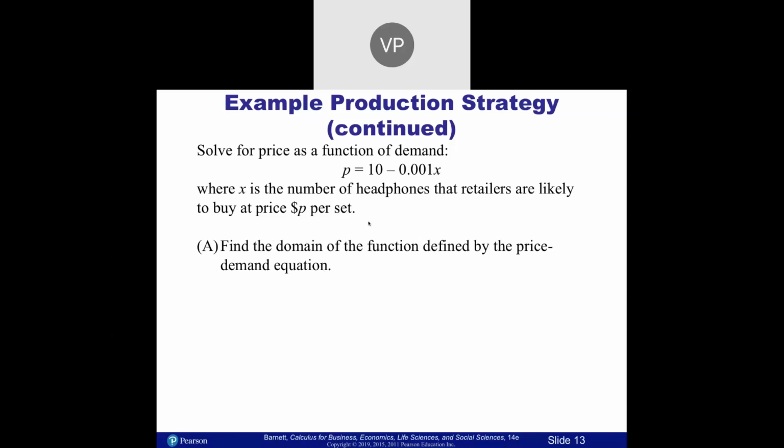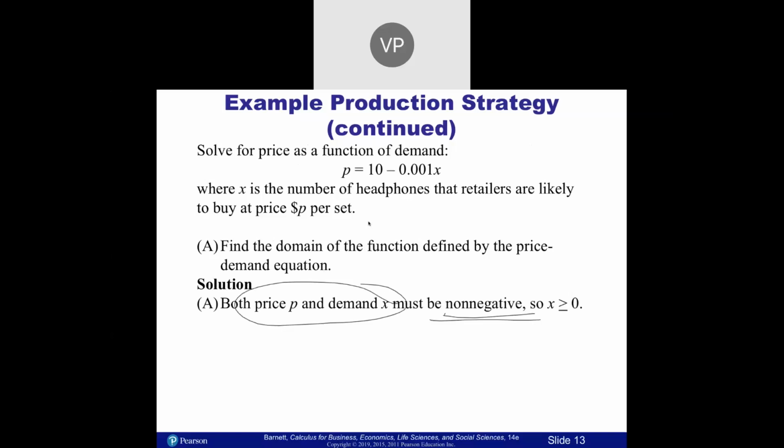Find the domain of that function. Here's the key. Both of these variables have to be non-negative, which means they can be 0 or they can be positive, but they can't be negative numbers. And just stop and think about what p and x stand for. x is the demand. How many items are going to be wanted by the public? Well, you can have the public wanting 1 item or 10 items or no items, but you can't have them want negative items. So that's why x has to be non-negative.